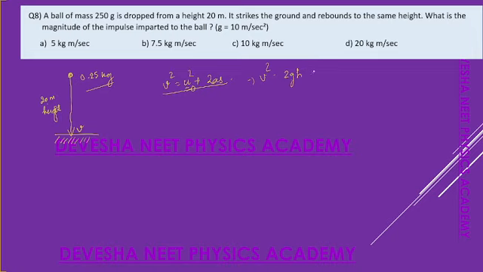Now in this case, v square is equal to 2 into g, which is 10, and height is 20. This is 400. It means v square is equal to 400 and v is equal to 20. So v is plus 20 because minus 20 is not possible. So v is plus 20 here. Okay, so what is the impulse?